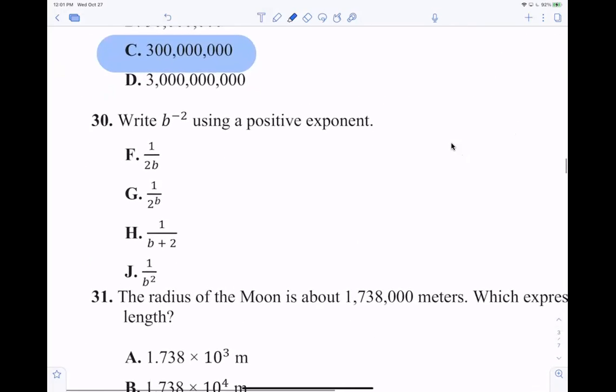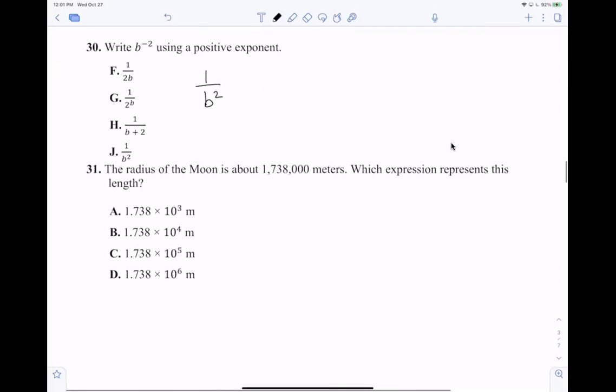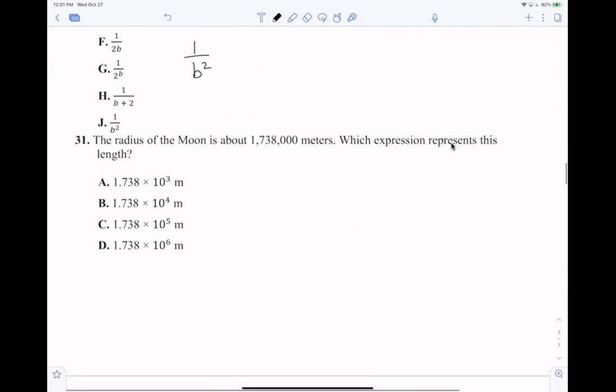Okay, Mikey: B to the -2. Right, 1 over B to the 2nd. All right, Sophia. D. I like it.